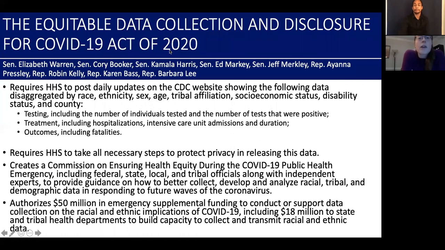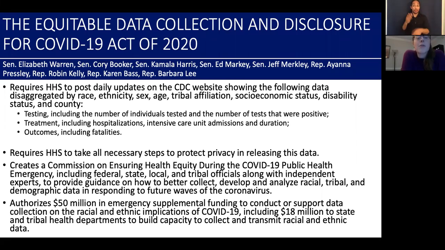Senator Warren, along with some of her Senate colleagues and a number of House colleagues as well, introduced the Equitable Data Collection and Disclosure Act a couple weeks ago. This bill requires HHS to post daily updates showing breakdowns across a number of demographic factors, including race and ethnicity, but also socioeconomic status, disability status, and geography, on a bunch of different criteria, but primarily testing, treatment, and outcomes, including fatalities. And then the other pieces of this bill are protecting privacy, of course, in the process of releasing this data, creating a commission to do a deeper dive on this and understand what the barriers are to collecting this and how it should be used, knowing that in our current situation, the data we have are quite incomplete.